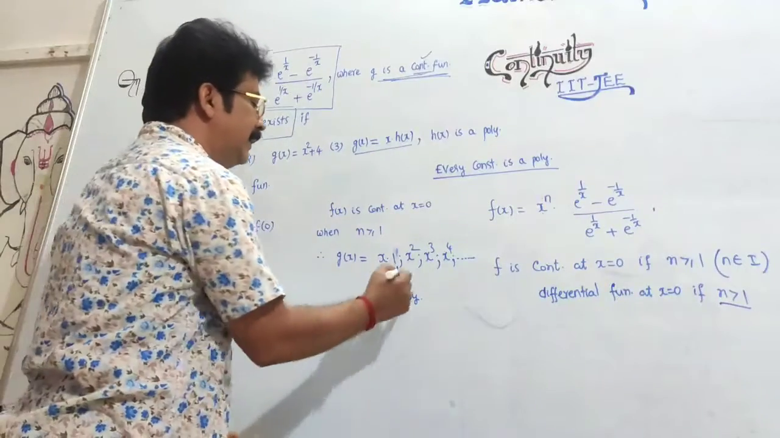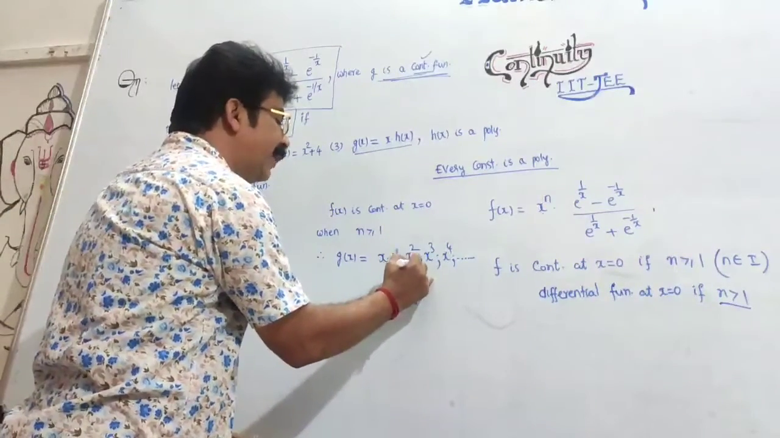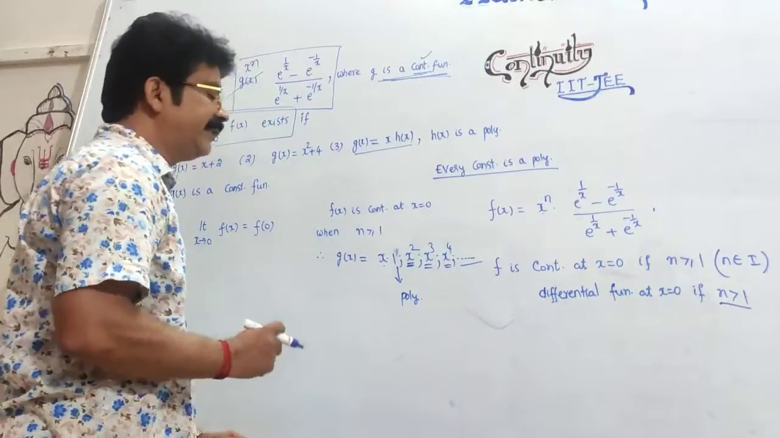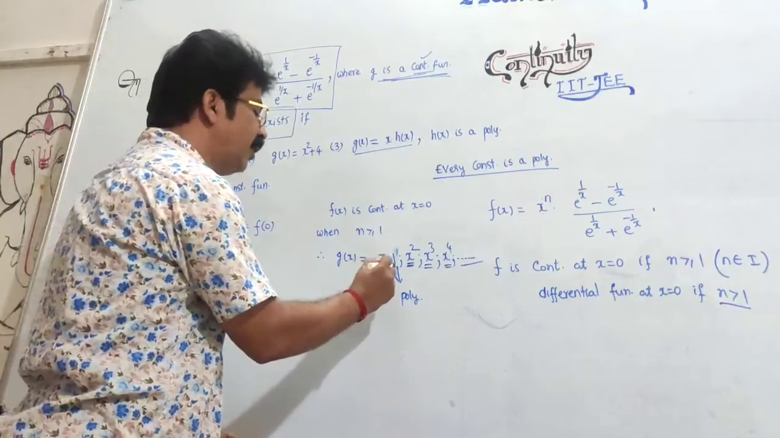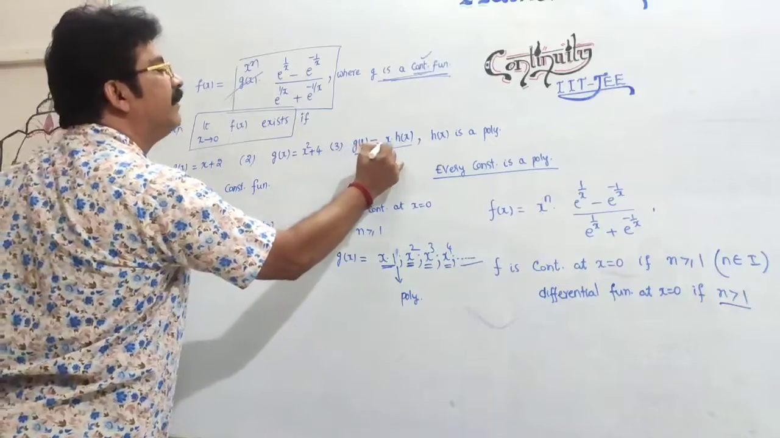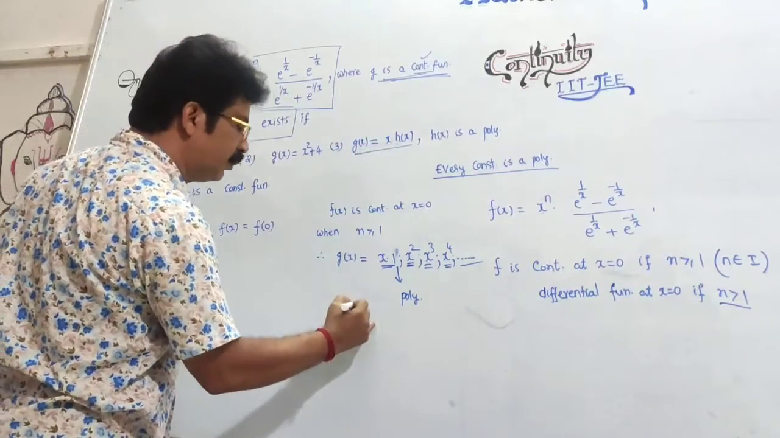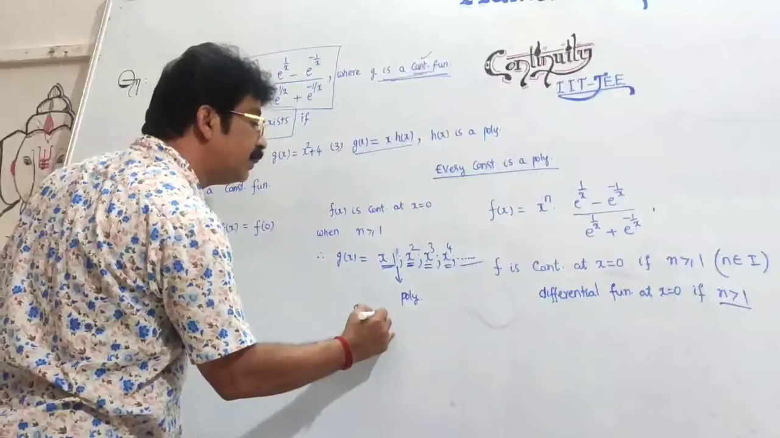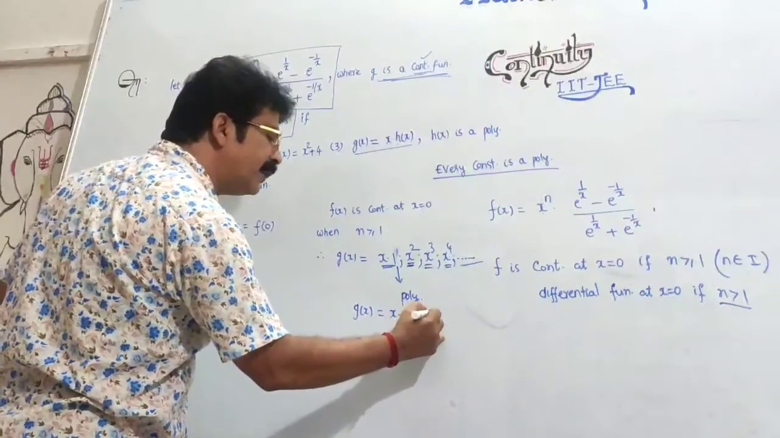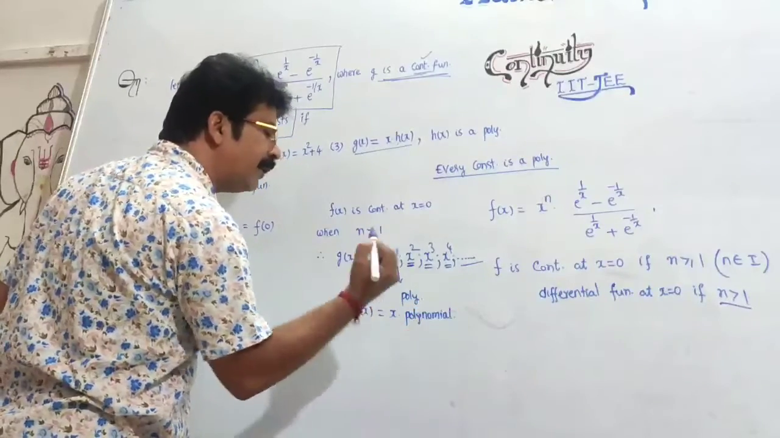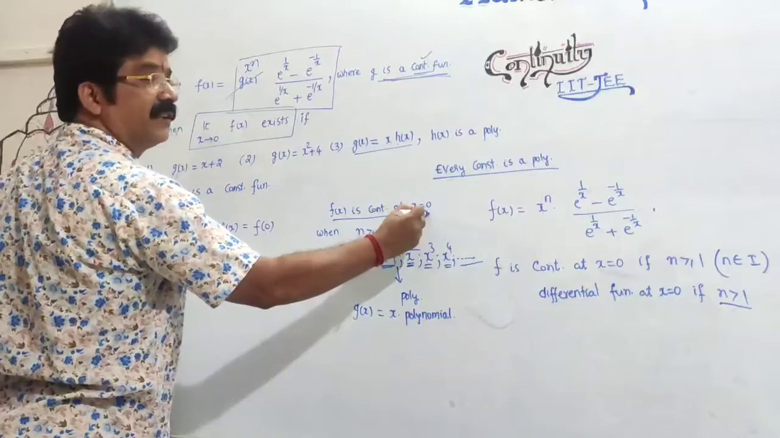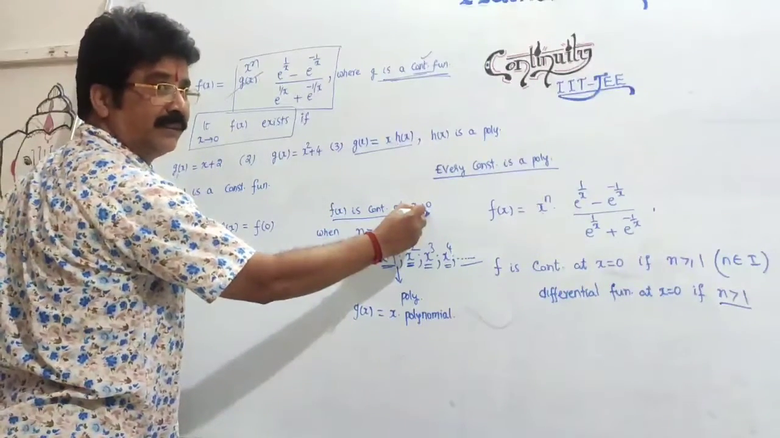Understand? Right. x square is already a polynomial. And so on. These are all polynomials. What I am telling you is that g of x is equal to x into something polynomial. So we can write g of x equal to x into a polynomial. Then only this f of x is a continuous function at x equal to 0.